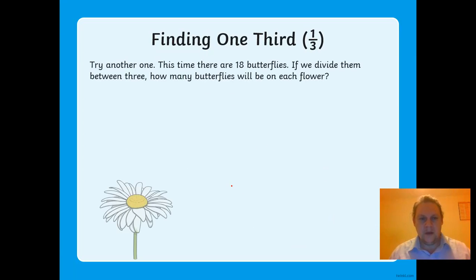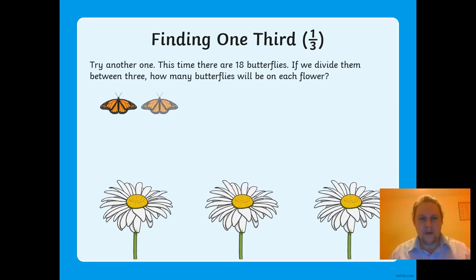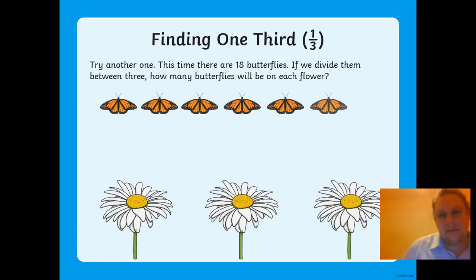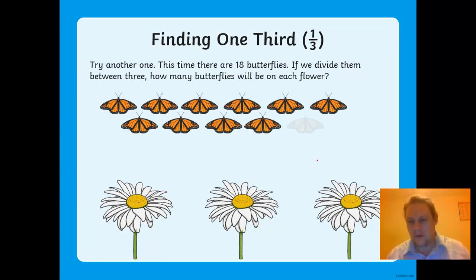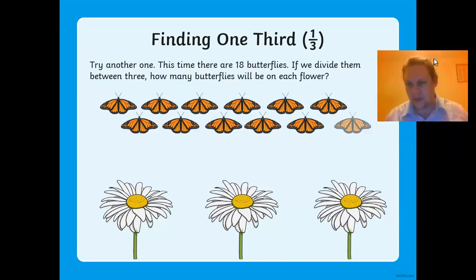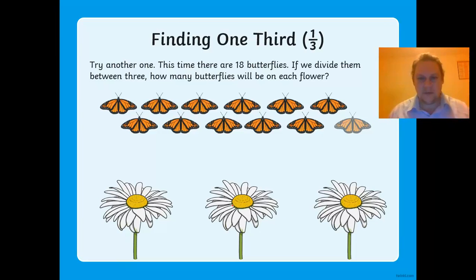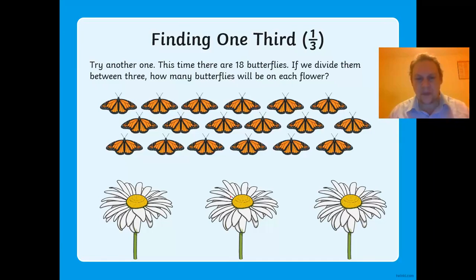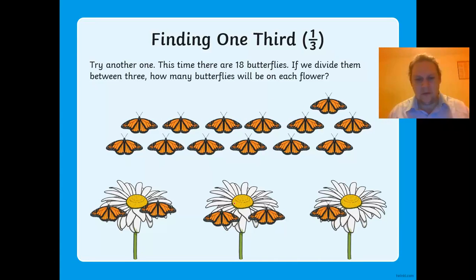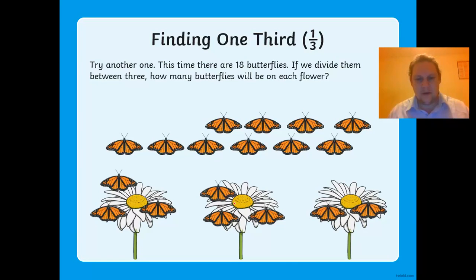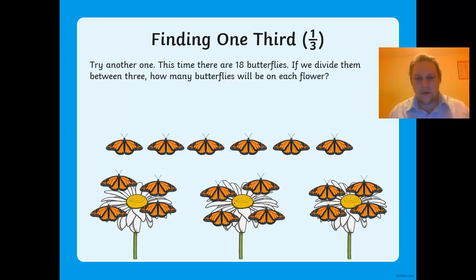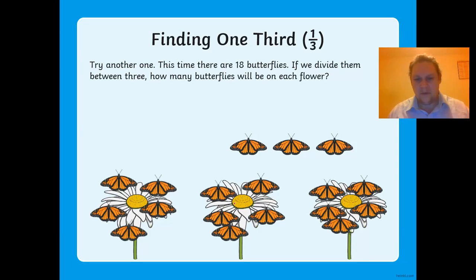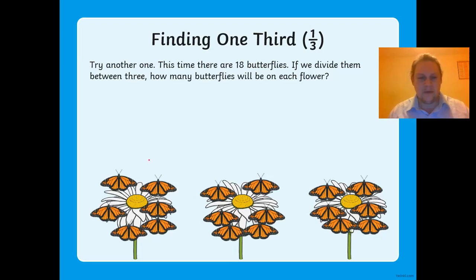All right, finding a third. This time we've got 18 butterflies. We've got to share these 18 butterflies between 3 flowers. There they are. So let's do that. So we're going to use the 1 each time method. So you'll remember when we're doing thirds, we have 3 equal groups. We need to share these 18 butterflies exactly evenly between the 3 groups.